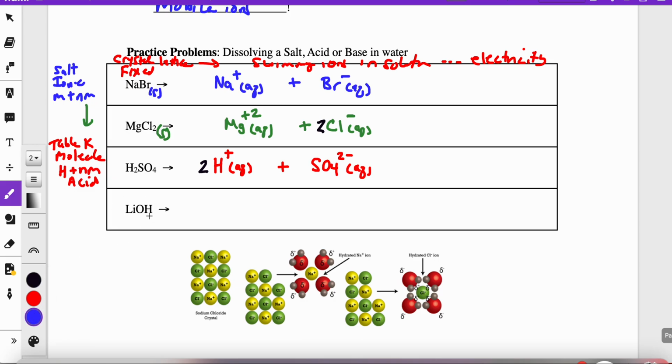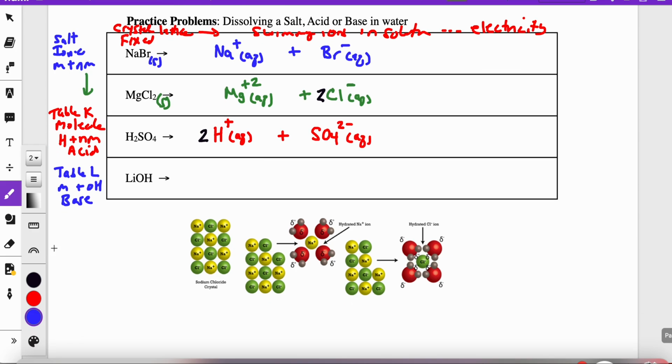Last example here is LiOH, and this fits into our category of ionic or a salt because we have a metal and a nonmetal. However, this is a prime example of a substance that we will find on Table L, where we have a metal bonded to a hydroxide. When we have a metal bonded specifically to hydroxide, we're going to recognize those as an example of a base. But like all the others, when we take this material and dump it into water, water yanks the cation, Li, away from the anion.